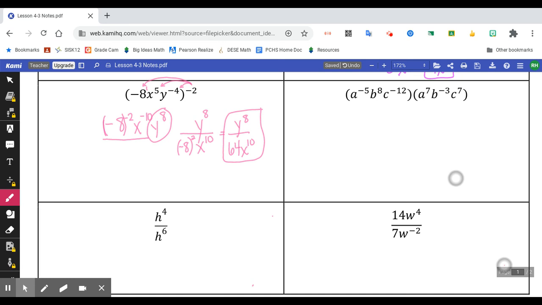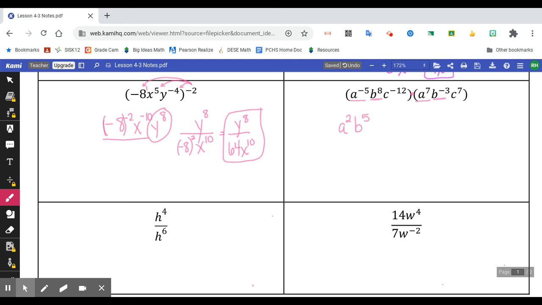We're back to multiplication, right? So nothing's being distributed. We're going to add exponents. So a to the negative 5th with a to the 7th gives me negative 5 plus 7, which is a squared. Okay, b to the 8th times b to the negative 3. So 8 plus negative 3 gives me b to the 5th.